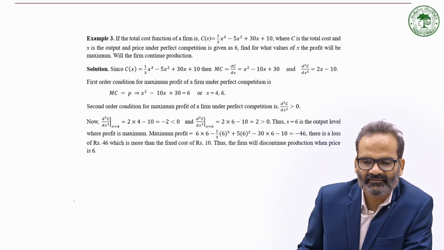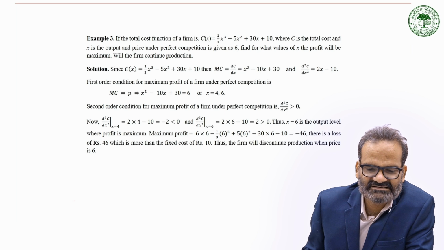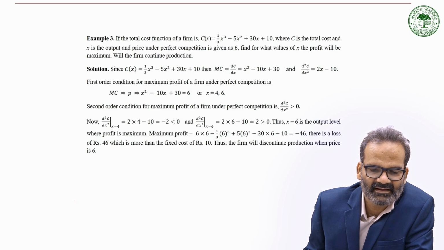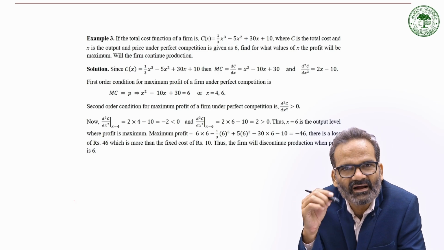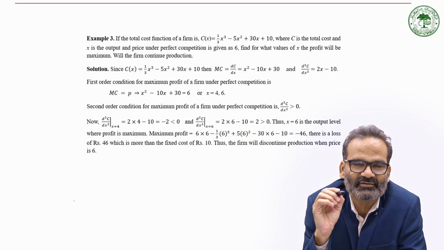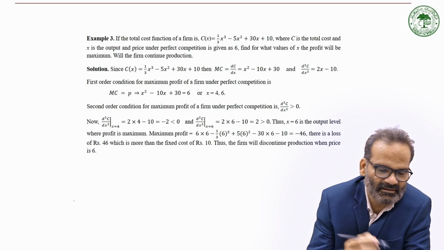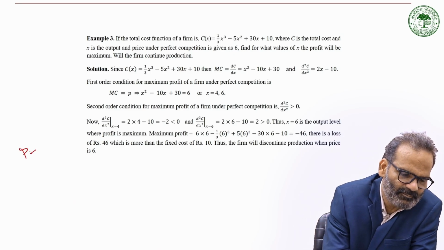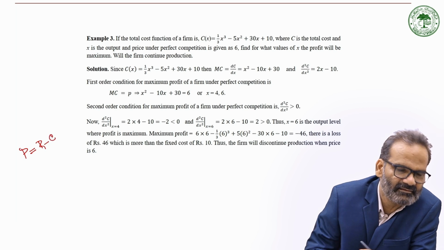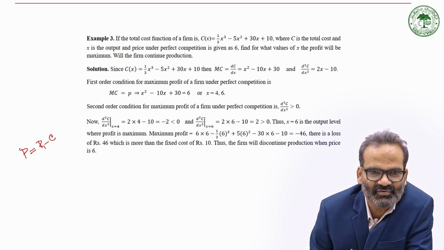So what is given here? We have given here the total cost function C(x), right? And what we want to show is to determine the output x, and the price under perfect competition is given as 6. Find for what value of x the profit will be maximum. Means you have to maximize your profit function under perfect competition, right? So naturally, first find out the profit function, and you know the profit function P is given by R minus C. R represents the total revenue function and C represents the total cost function.